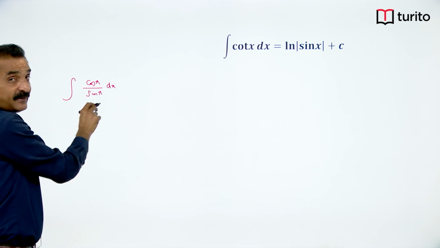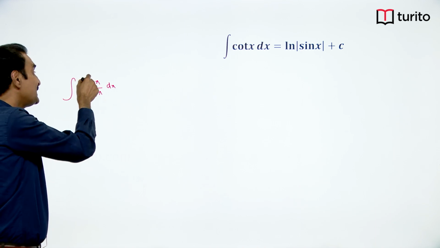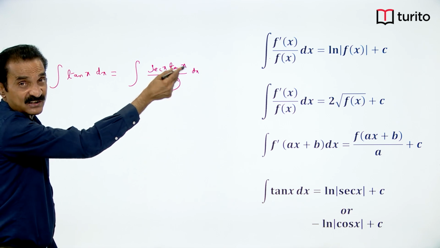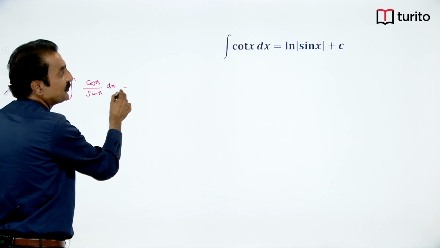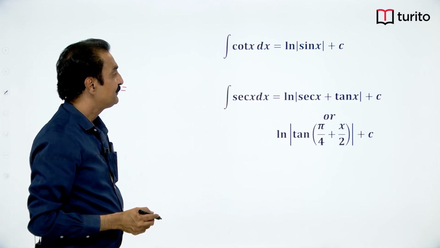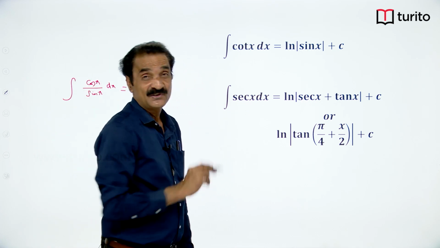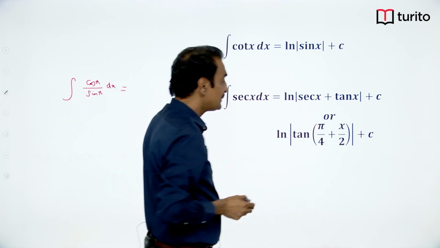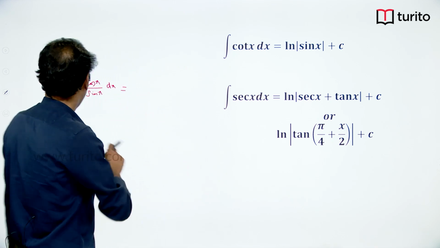Now you observe that the derivative of the denominator is the numerator. If the denominator is f of x, the numerator is f dash x. Using the previous formula, integral of f dash x by f x is log mod f x, we get this is equal to ln mod sin x. Similarly, integral secant x dx is ln mod secant x plus tan x plus c, and we can also write it as ln of mod tan pi by 4 plus x by 2. Let us see how.